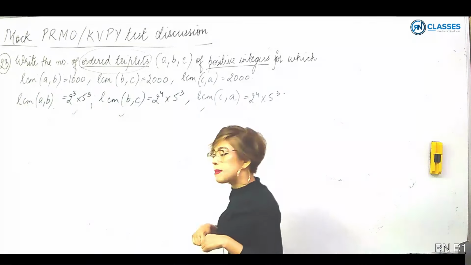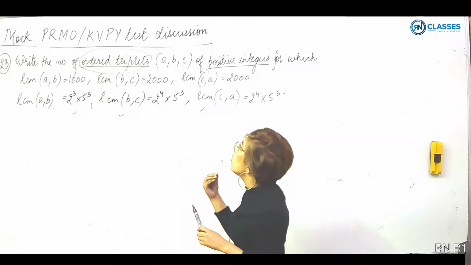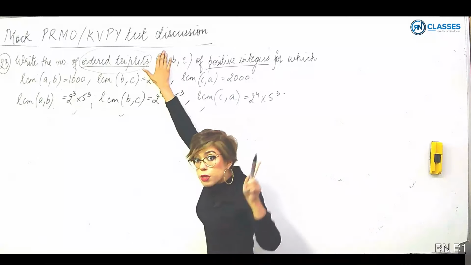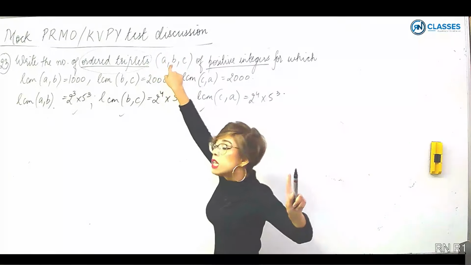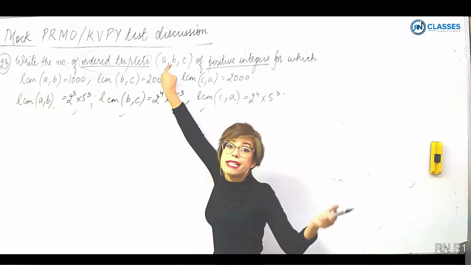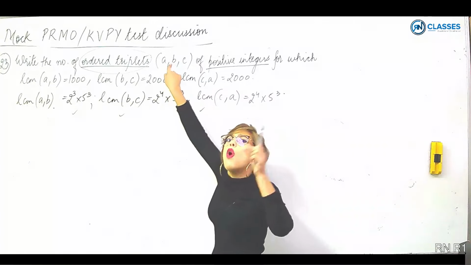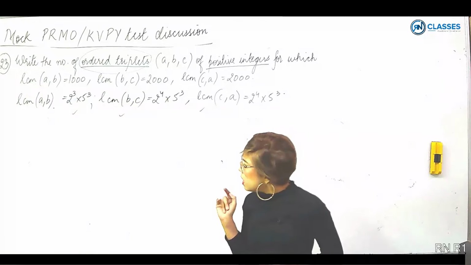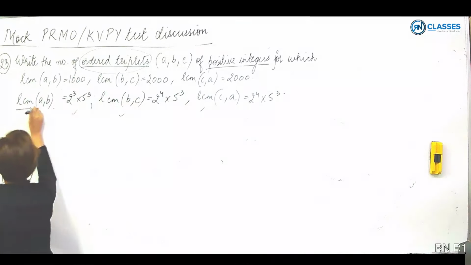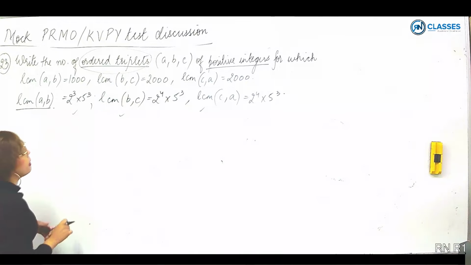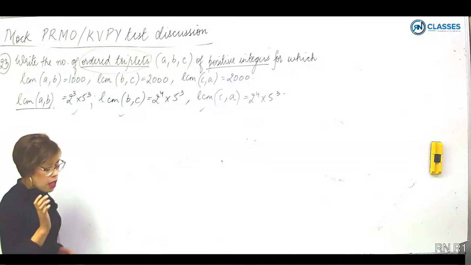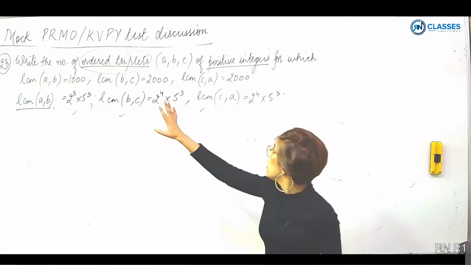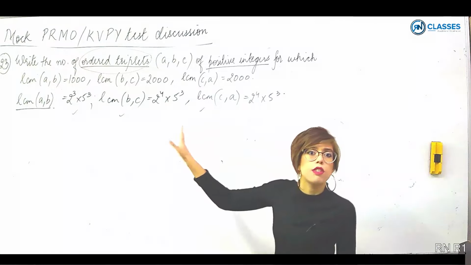Now ordered triplets. So maybe I can find out in how many different ways can I have my A? Corresponding to that, in how many different ways can I have B? And corresponding to that, in how many different ways can I have C? And probably if I know all of that, I can find the number of ordered triplets. Let's see. Now, I have to make use of the fact that LCM of a, b is 2 cube into 5 cube. Mind it, you can see there are just powers of 2 getting involved and just powers of 5 getting involved.